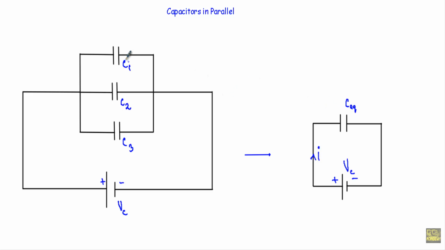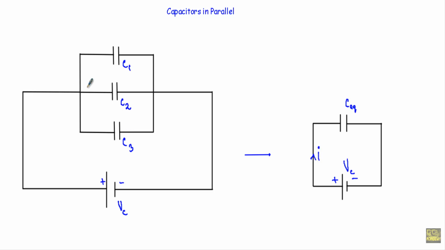Now look at this circuit. Here I have C1, C2 and C3. See, one end of this C1 is connected at this point, one end of this C2 is connected at this point, and one end of this C3 is connected at the common point, and another end of the C1, C2 and C3 are connected at this common point. So C1, C2 and C3 are connected in parallel.